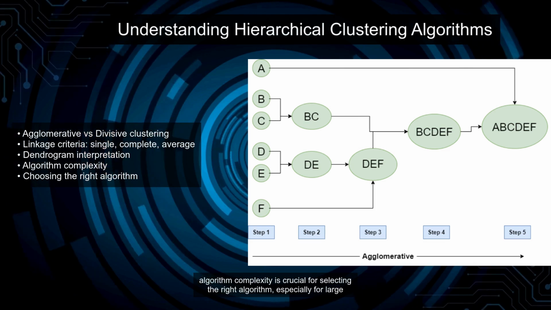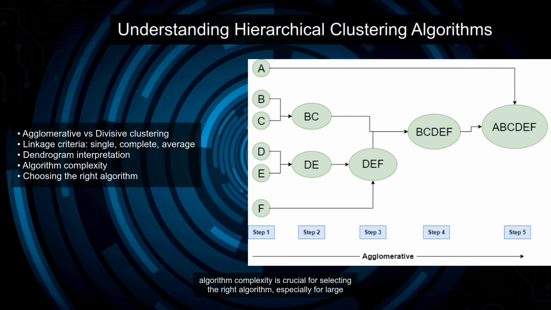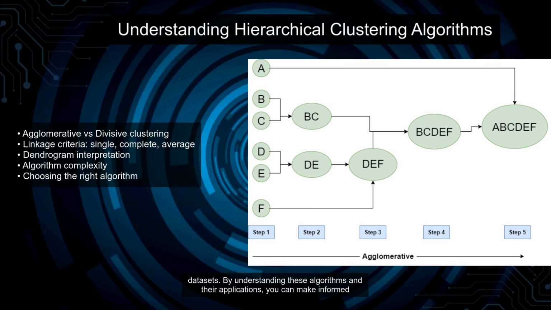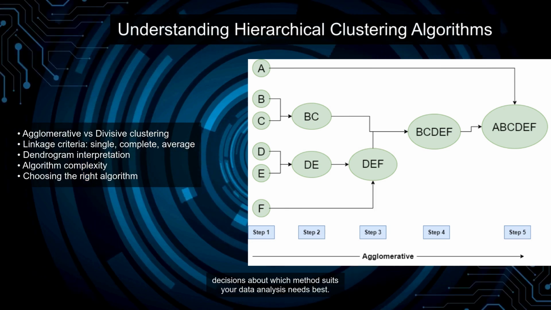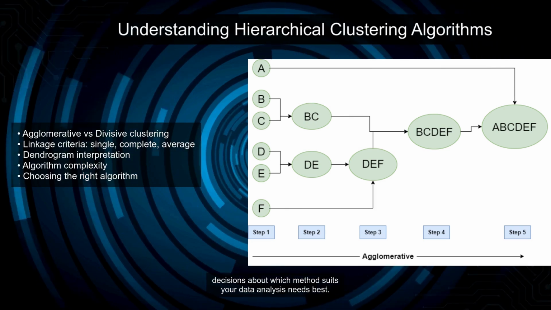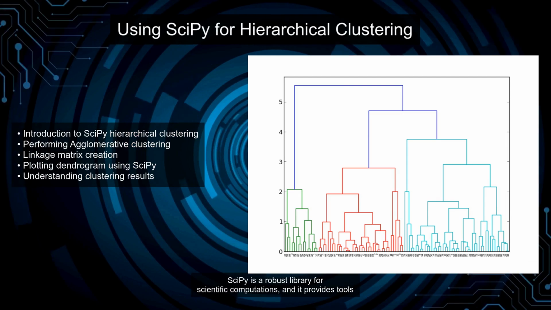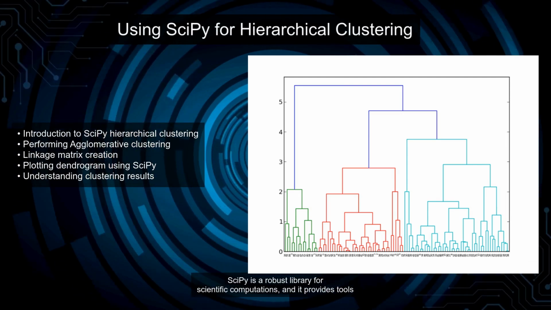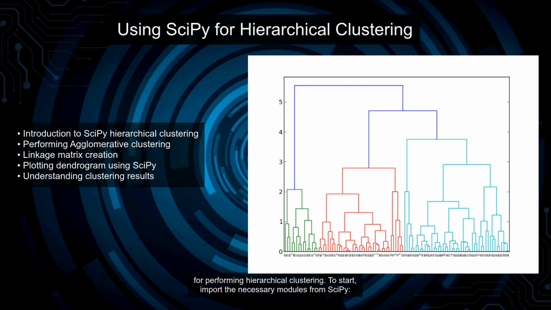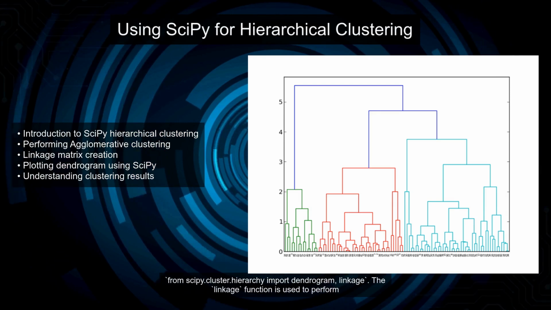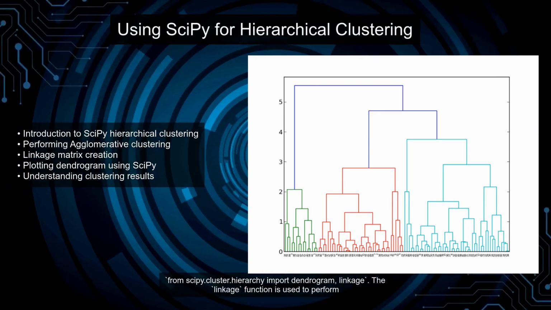Evaluating algorithm complexity is crucial for selecting the right algorithm, especially for large datasets. By understanding these algorithms and their applications, you can make informed decisions about which method suits your data analysis needs best. SciPy is a robust library for scientific computations, and it provides tools for performing hierarchical clustering. To start, import the necessary modules from SciPy. From scipy.cluster.hierarchy, import dendrogram, linkage.